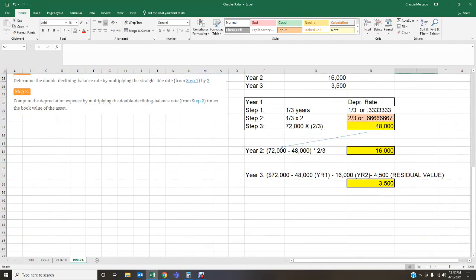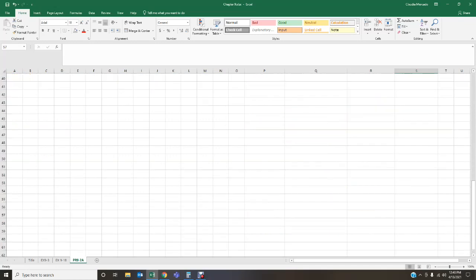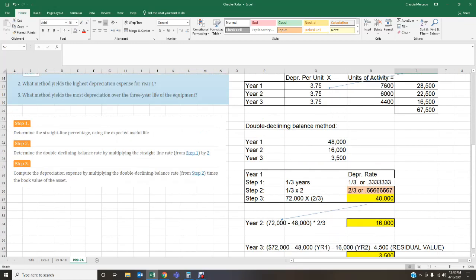Okay, so let's go back to that double declining. These are the steps for the double declining balance. First, you get the depreciation rate for the straight line method, which is the number of years over the total number of years. So it's 1 year over 3 years. That's going to give you either 1/3 or 0.333333. Once you get that, you multiply by 2, and that will give you either 2/3 or 0.66666667. Once you have that, you multiply it times your book value, which is in this case 72,000, times 2 over 3. That's the double rate.